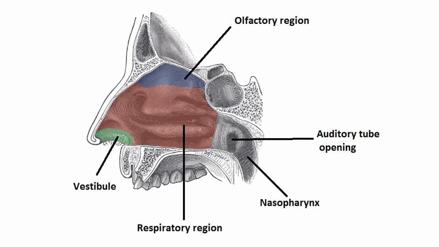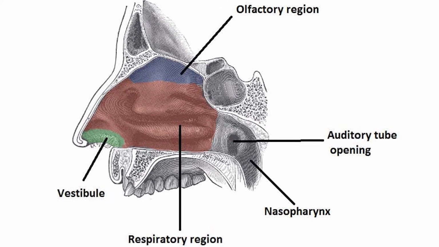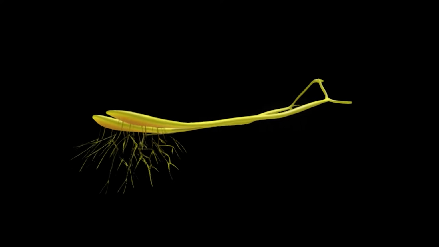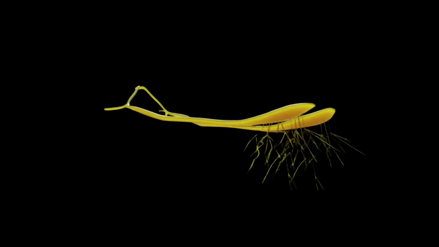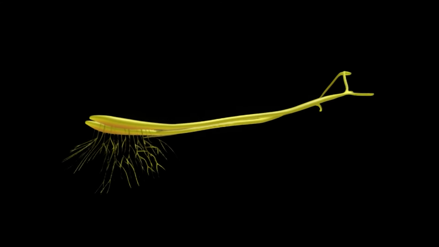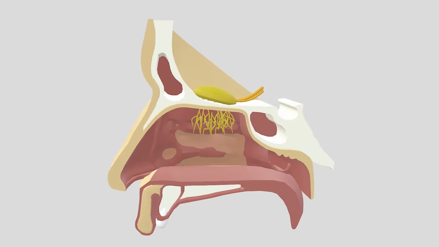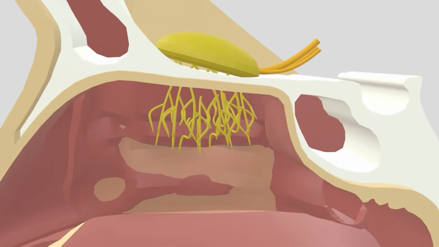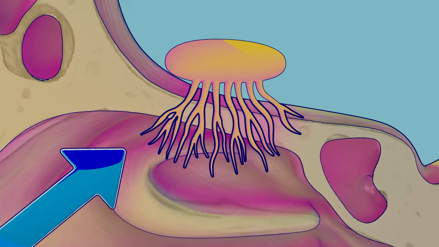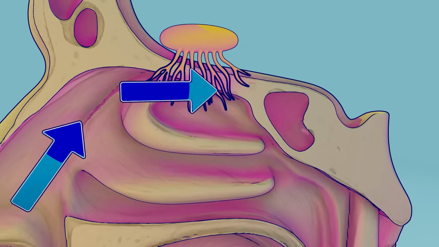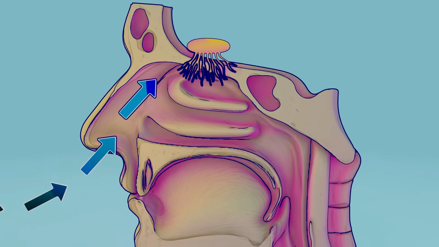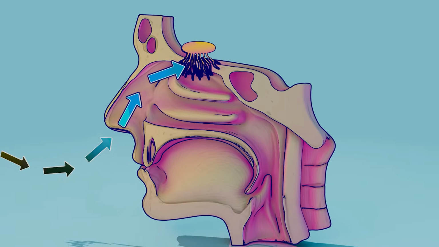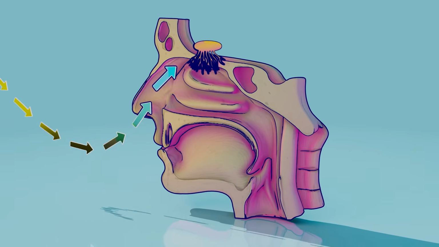Olfactory region. At the top of the nasal cavity is a special area called the olfactory region, which contains the receptors responsible for our sense of smell. These receptors are part of the olfactory epithelium, a thin layer of tissue that detects odor molecules in the air. When we breathe in, air carrying different smells travels up to this area, and the receptors send signals to the olfactory bulb, a structure located just above the nasal cavity in the brain. The olfactory bulb then processes these signals and sends them to the brain where the smell is identified.